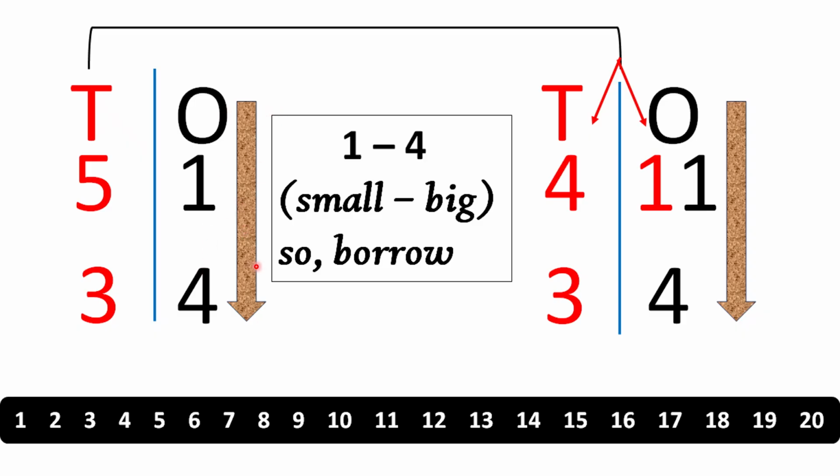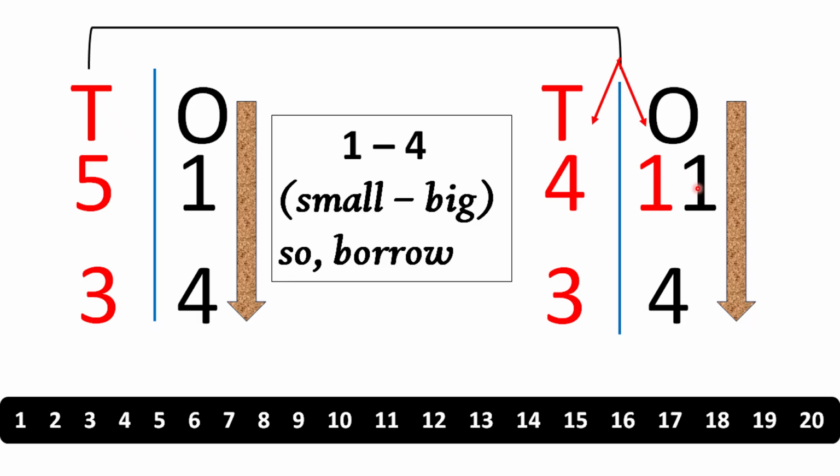What is this arrow saying? Subtract top minus bottom. Are we getting big minus small or small minus big? We are getting a small number minus big number. So we have to borrow. How do we borrow? 5 tens. Keep 4 tens here and transfer 1 ten to the next column.